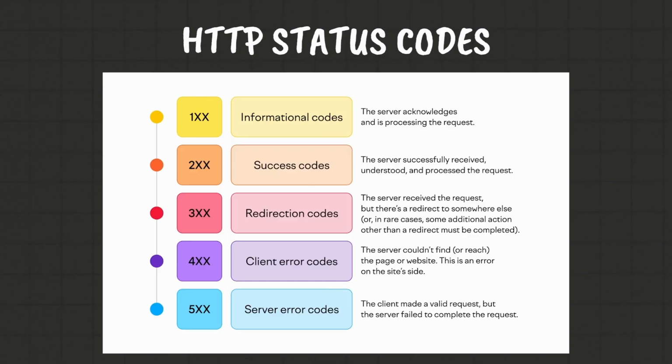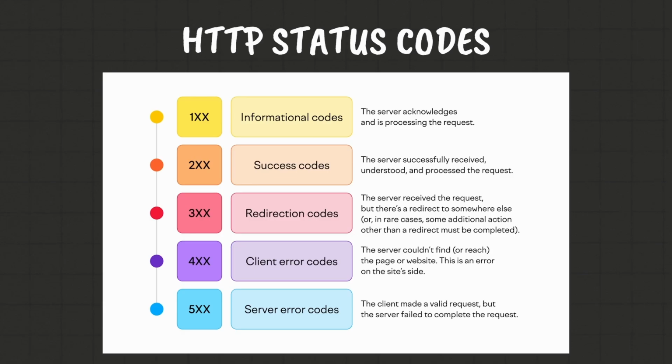Some of the most important status codes to know are 200 OK. This means everything is working fine as it should. Then we have 301 Moved Permanently. This means the page we are looking for has moved to a new address. Then we have 404 Not Found. This is a famous one. That means the page we have requested doesn't exist on the server. And the 500 Internal Server Error. This means there is a problem with the server that's preventing it from fulfilling our request.